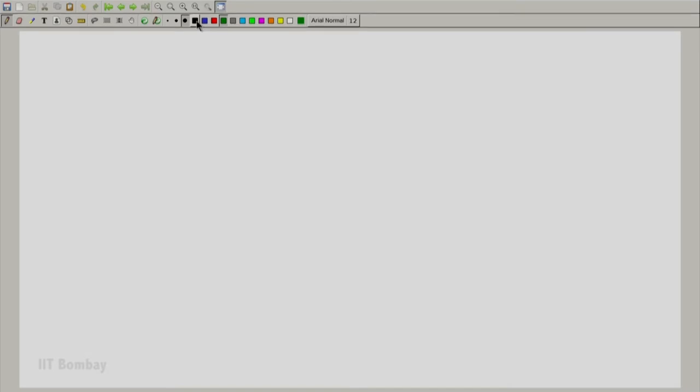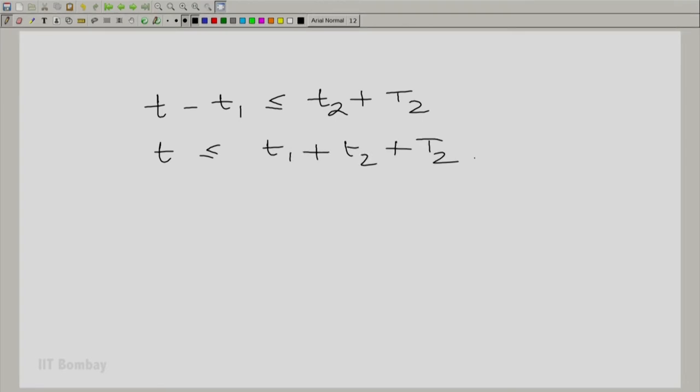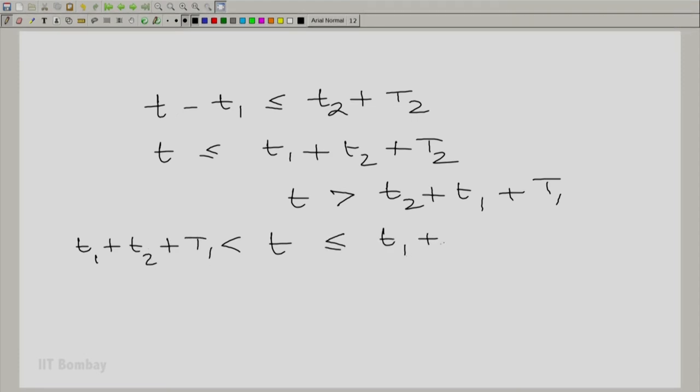So, there we go. You can write down the convolution. So, in what region are we talking about? We are talking about the region T minus T1 is less than or equal to T2 plus capital T2. So, T is less than or equal to T1 plus T2 plus capital T2. And of course, T is greater than the previous case. Of course, T, as I said, is greater than T2 plus T1 plus capital T1. So, we have the region T between T1 plus T2 plus capital T1 and T1 plus T2 plus capital T2. Naturally, since T2 is greater than T1, this inequality makes sense. And in this region, the convolution is simply equal to capital T1.